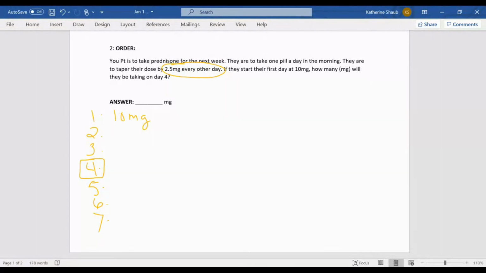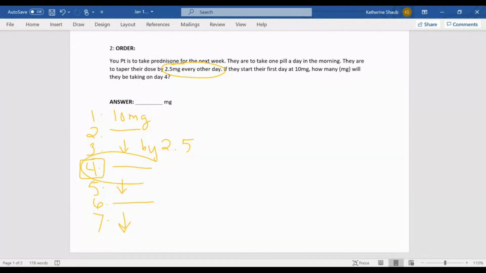So 10 milligrams, and they are going to do the same thing on day 2. So they take 10, don't do anything. Then they taper it down by 2.5. So then they go down by 2.5 on this day. And then on day 4, you can see they won't do anything again. Then on this day, they would go down, don't do anything, and then go down again.